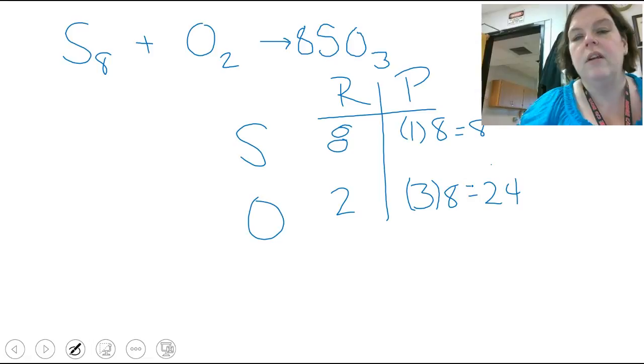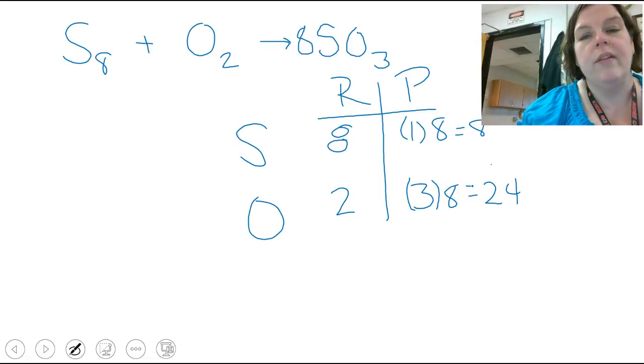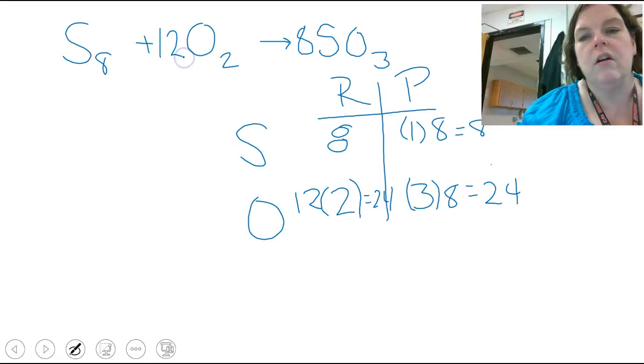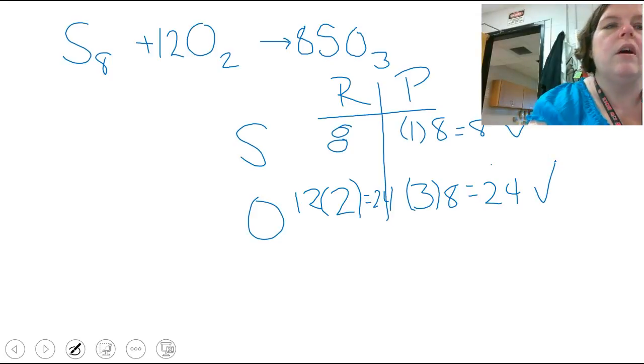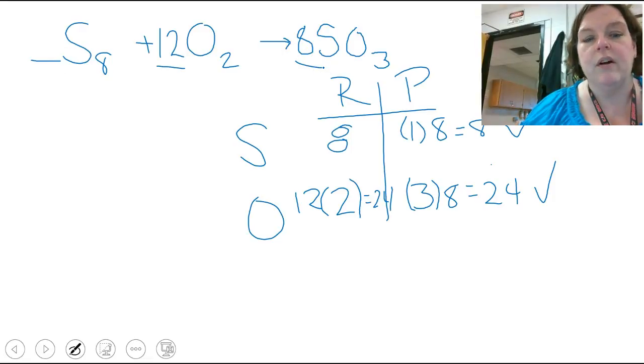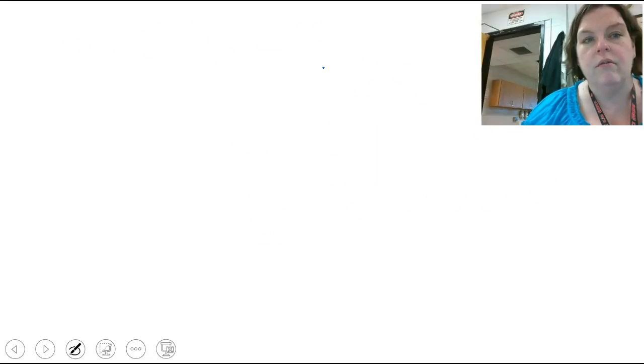Okay, so now 2 and 24, how do I balance that? Well, that's pretty simple. 12 times 2 is equal to 24. The 12 goes up here next to the O. Now I have 8 and 8 sulfurs. I have 24 and 24 oxygen. I'm balanced. The coefficients of the balanced equation are 1, 12, and 8. Pretty simple so far, right? So let's see if we can go to another example.